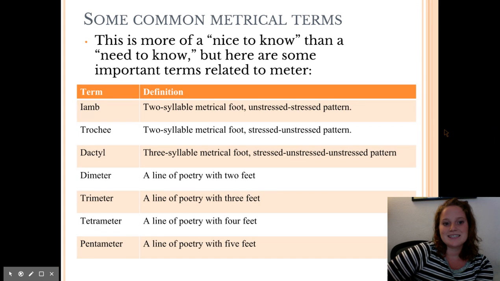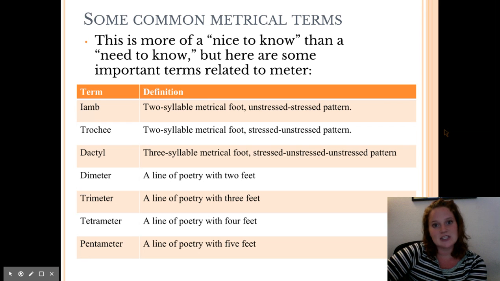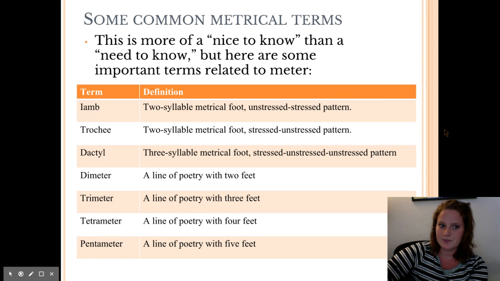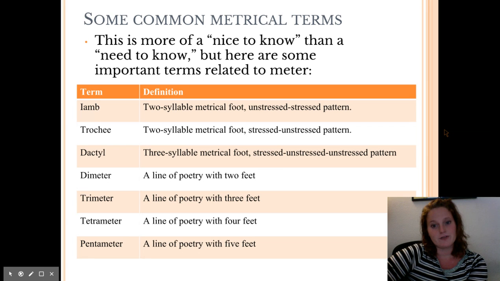are words like iamb. That would be the name for a 2-syllable metrical foot following the unstressed stressed pattern. A 2-syllable metrical foot that kind of flips the iamb, that follows the stressed and then unstressed pattern, would be called a trochee. A dactyl is a 3-syllable metrical foot following a stressed, unstressed, unstressed pattern.